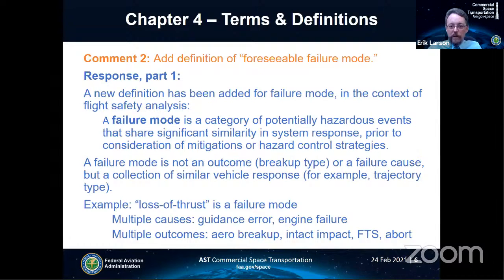An example of this, loss of thrust, is what we call a failure mode in the context of flight safety analysis. There are multiple causes. You could have a guidance programming error that shuts off thrust early, or you can have an engine failure, but it still results in the same failure mode, which is a loss of thrust. There are also different types of outcomes that could occur after that failure mode, such as an aerodynamic breakup, or it could fall to intact impact. You could have an FTS action, or it could lead to an abort where the vehicle can fly safely to a landing place, for a vehicle that has abort capability. Moving on to the next slide.